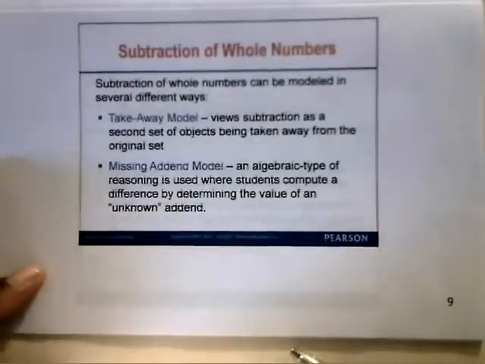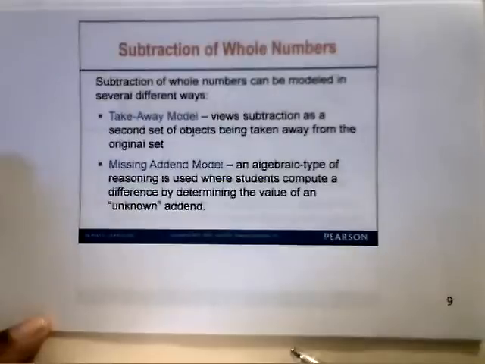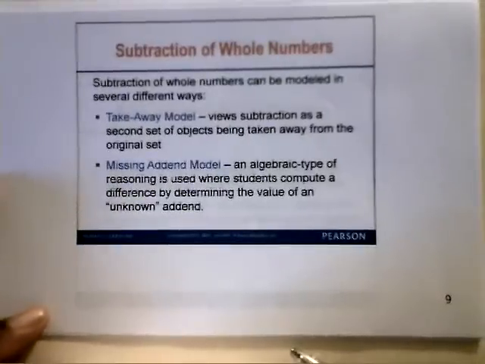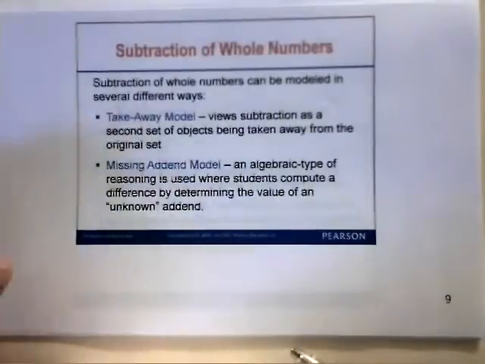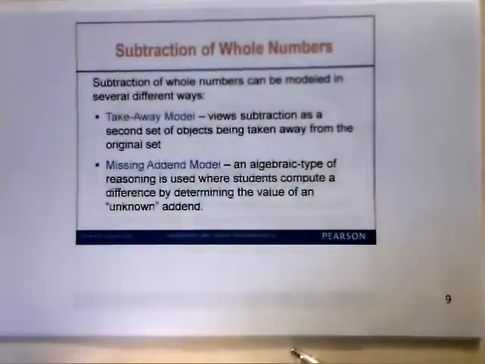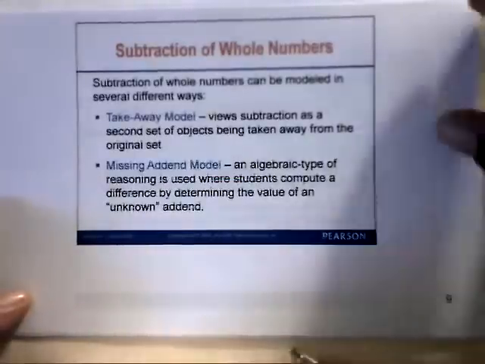Okay, next thing we'll look at is subtraction of whole numbers. Subtraction of whole numbers can be modeled in several different ways. One of them is the takeaway model. It views subtraction as a second set of objects being taken away from the original set. And the missing addend model is an algebraic type of reasoning used where students compute a difference by determining the value of an unknown addend.